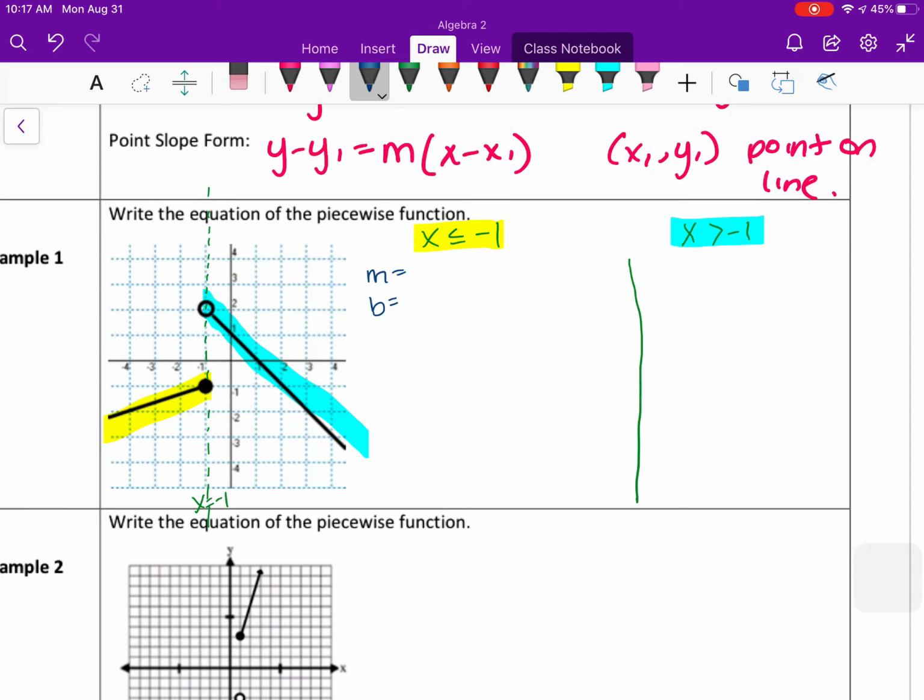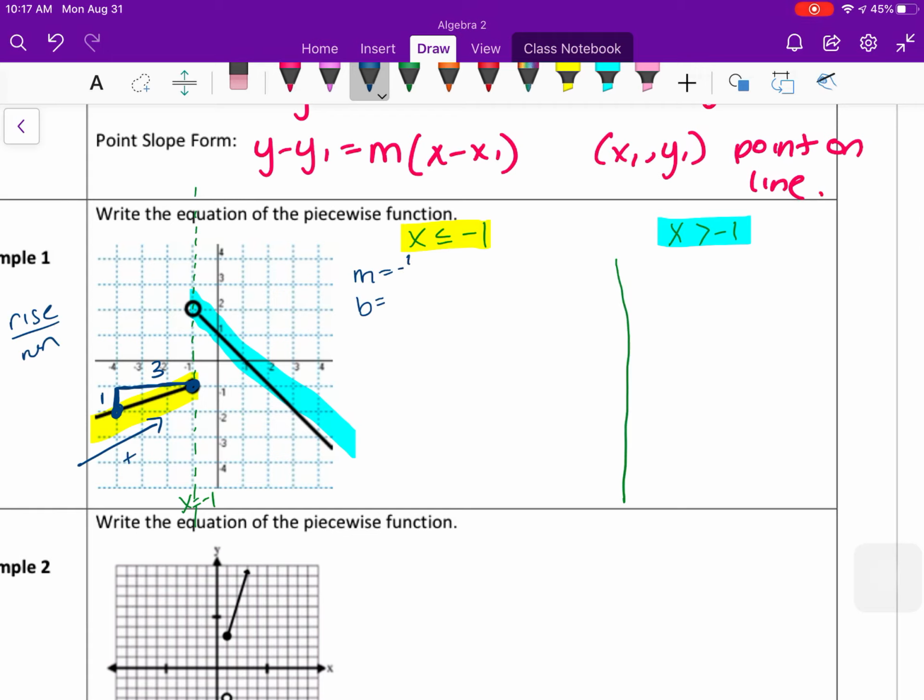To find the slope, I'm going to pick 2 points on the line, so maybe this one, and then remember that slope is rise over run. So I'm going to find the rise over run. If you go up when finding slope, that's +1. If you go to the right, that's +3. Or if you look from right to left, this line is going up. It has a positive slope. So it's a positive slope of 1/3.